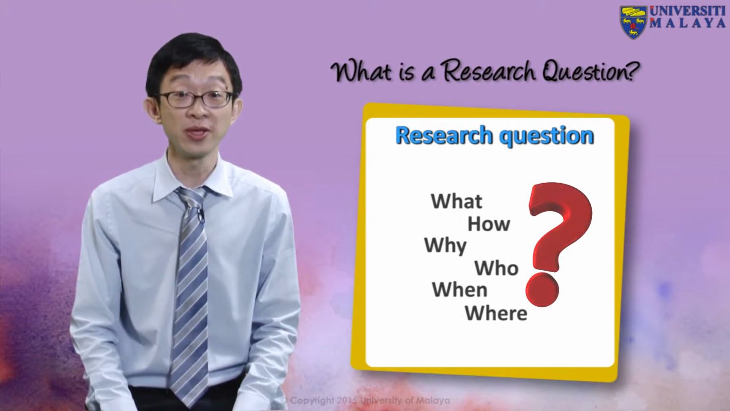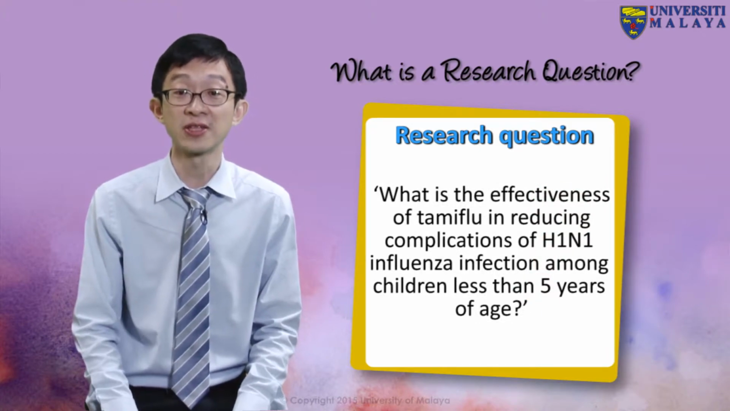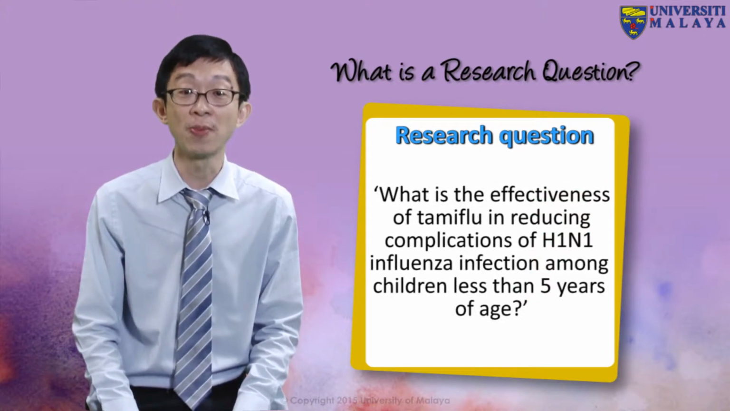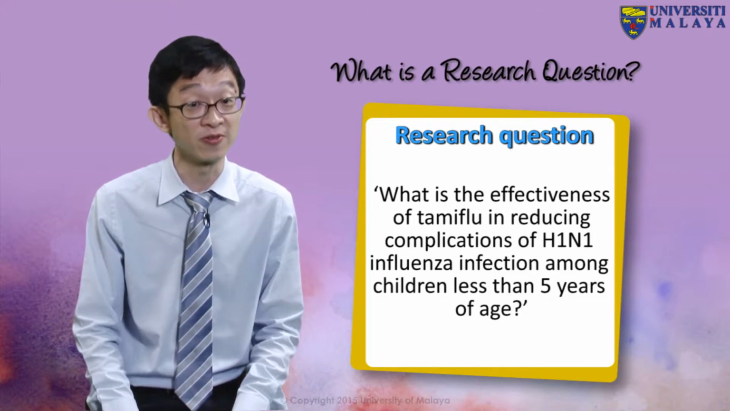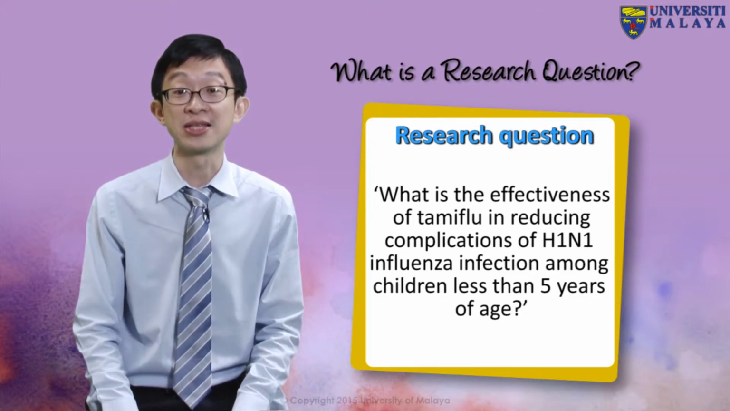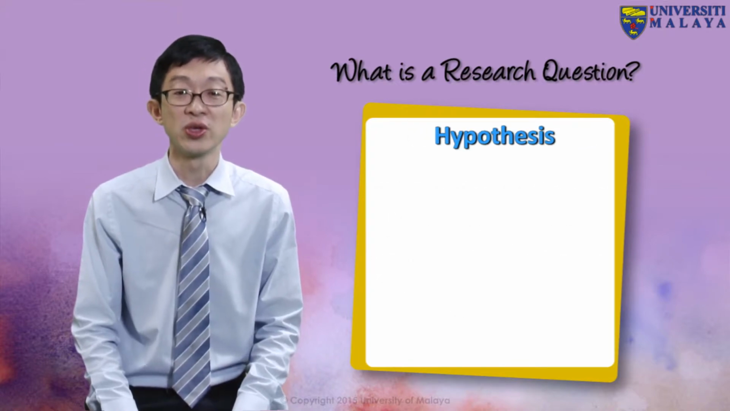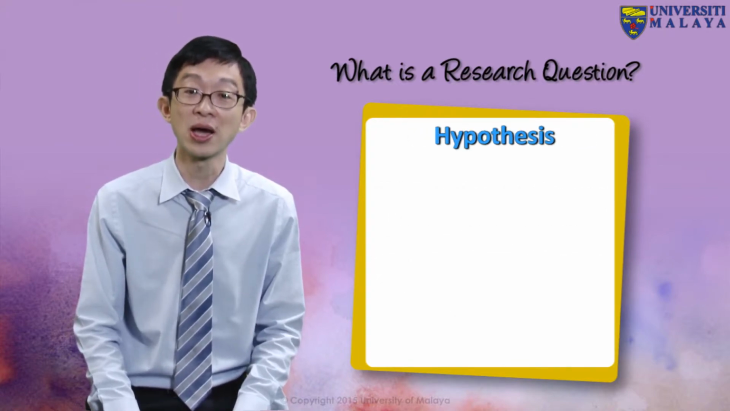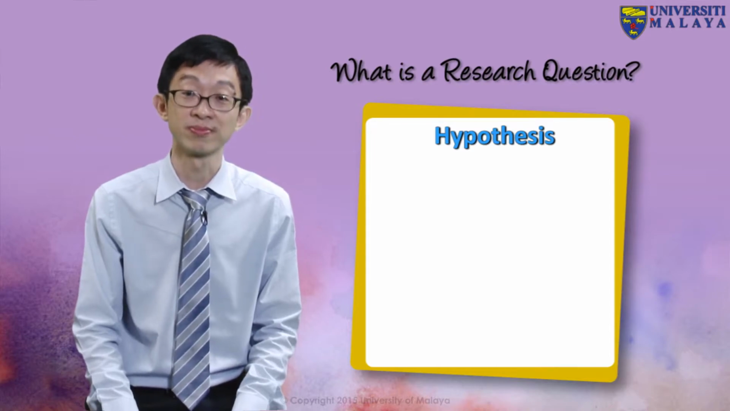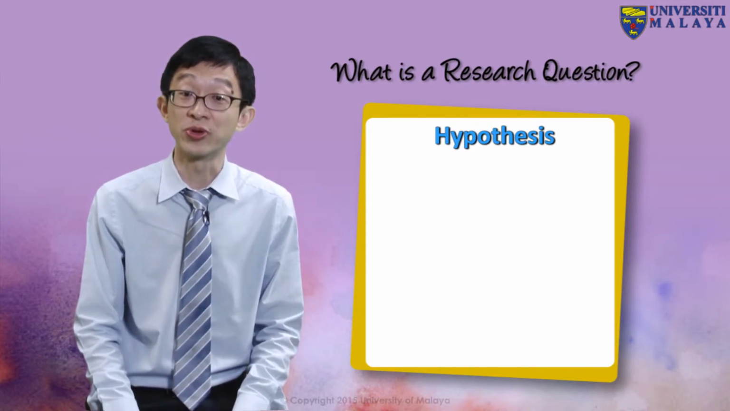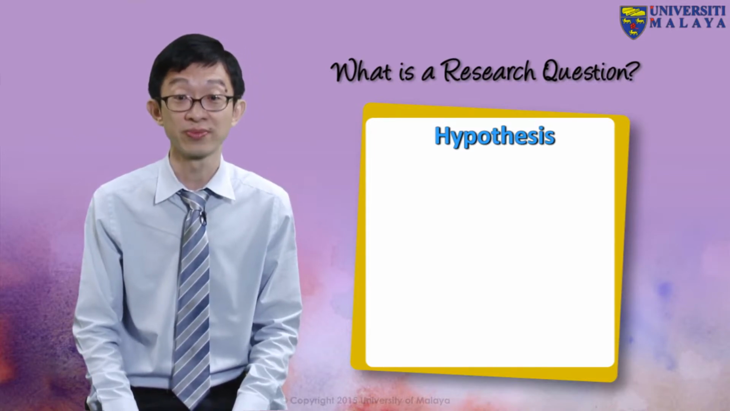An example would be, what is the effectiveness of Tamiflu in reducing complications of H1N1 influenza infection among children less than 5 years of age? In a hypothesis, you are trying to postulate an outcome based on an assumption. You are testing whether your prediction is correct or not.